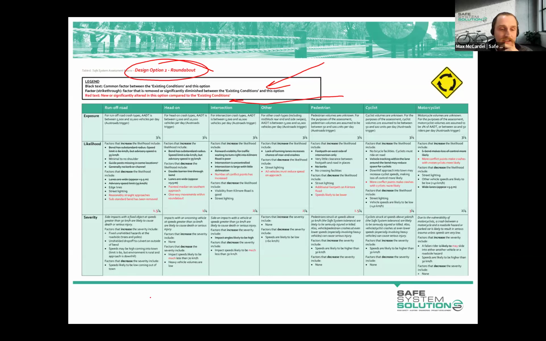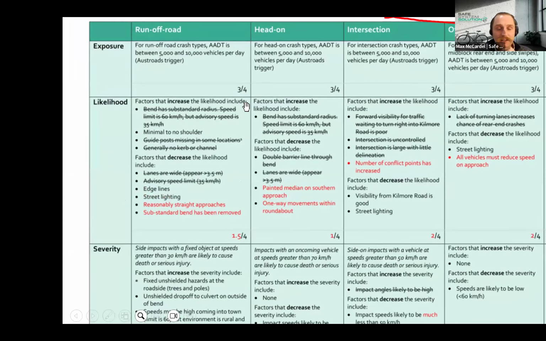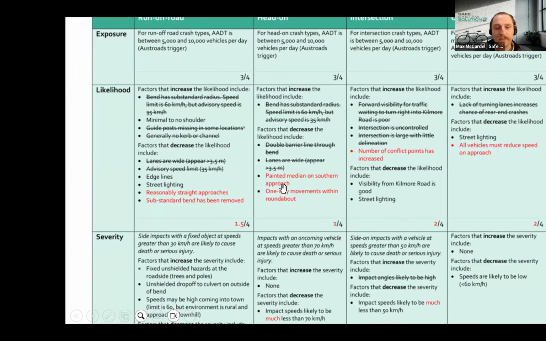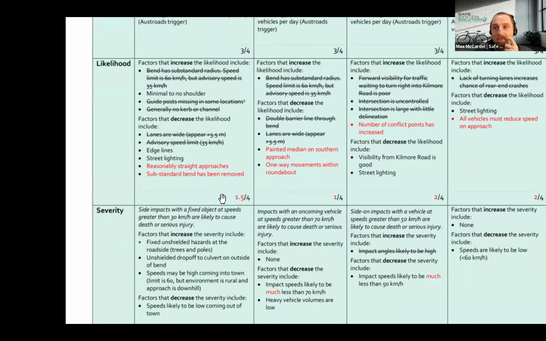I'll zoom in again on that exact same section so we can have a look at what is changing here. You can see that the bend has been crossed out because that no longer exists. Guideposts are being replaced, so that one doesn't exist anymore, generally no curve or channel. Lane widths are changing, advisory, and then there's a few additional factors here. There's reasonably straight approaches, substandard bend has been removed. So this one has put it in two places, crossing off the bend and then also adding it in there, highlighting that that has changed. So that's fine. And the score has reduced to 1.5.